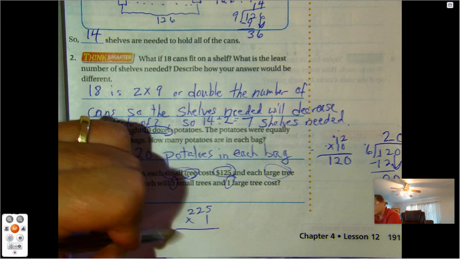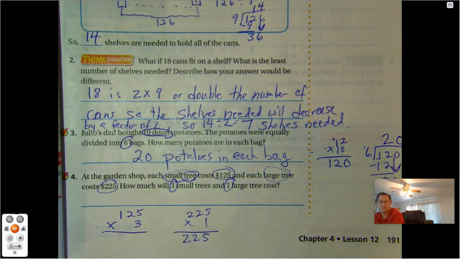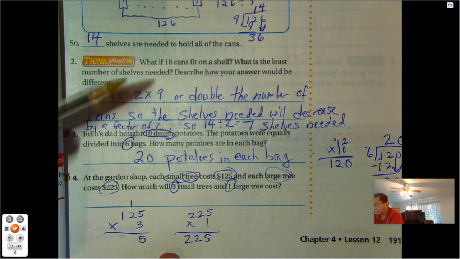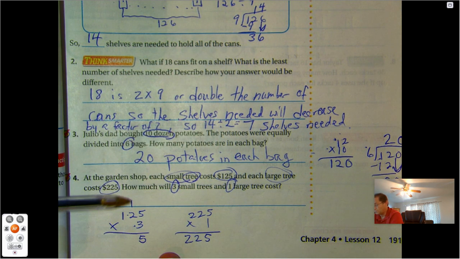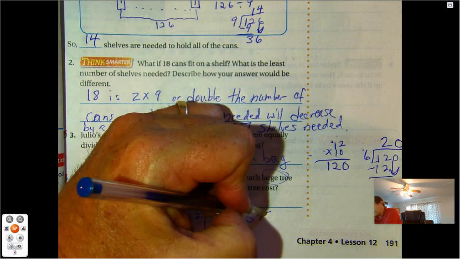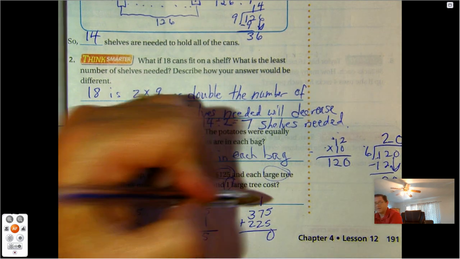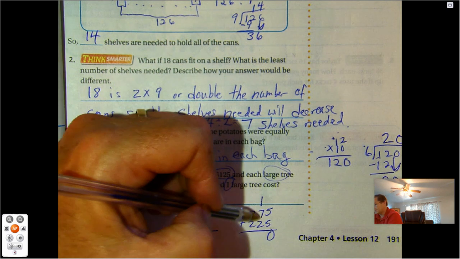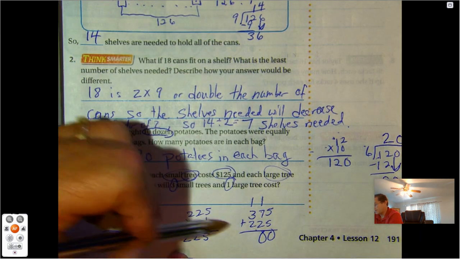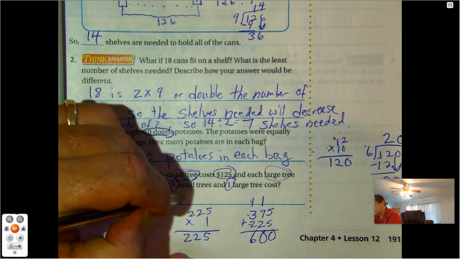Well, 225 times one, that's easy. That's just 225. Three sets of five ones is 15 ones. Regroup that as 1 ten and five ones. Three sets of two tens is six plus one more is seven. And three times one is three. So now we just have to add the cost of the two trees together. Five and five is 10. Regroup that as 1 ten and zero ones. 7 and 2 is 9, plus 1 more is 10. Regroup that as 1 hundred and 0 tens. 300, 200, and 100 more is 600. So $600. Okay, easy enough.